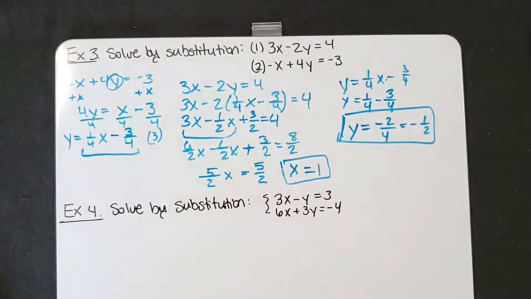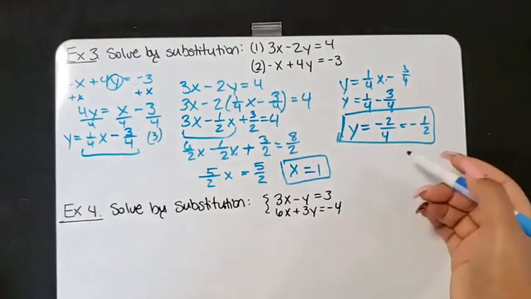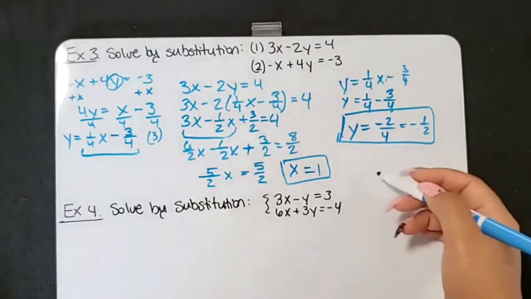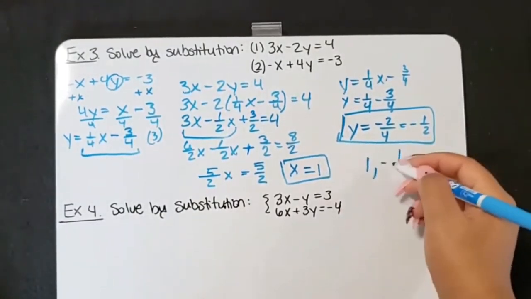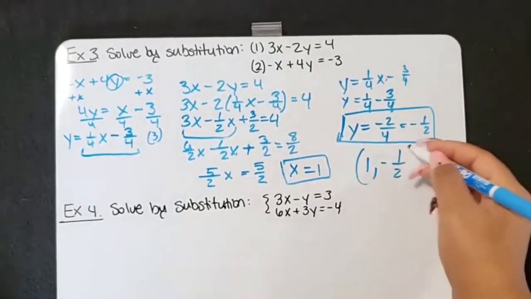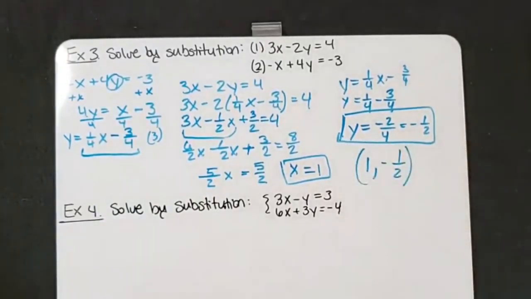Hopefully y'all are still with me. This is the version that y'all chose. So if it's too many fractions and stuff, this is the one y'all decided on. So our x is 1 and our y is negative 1/2. So that's our solution.